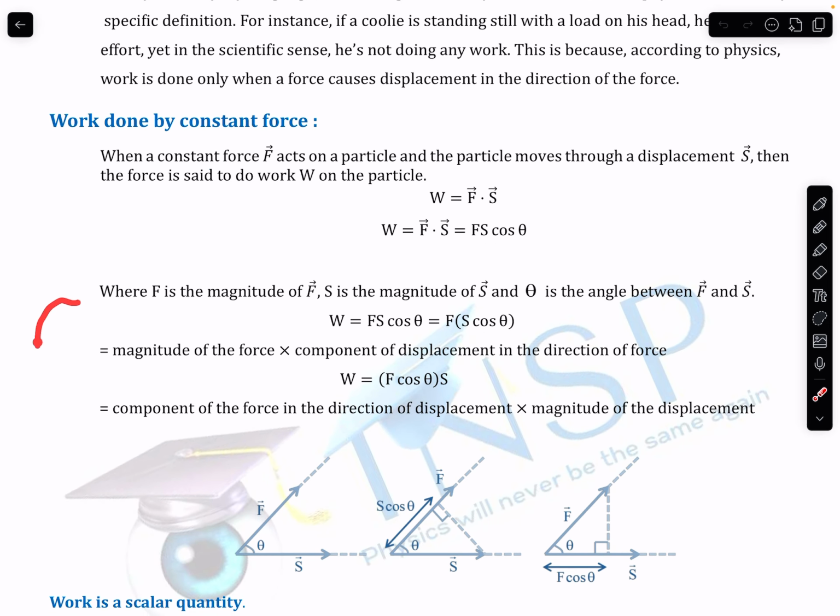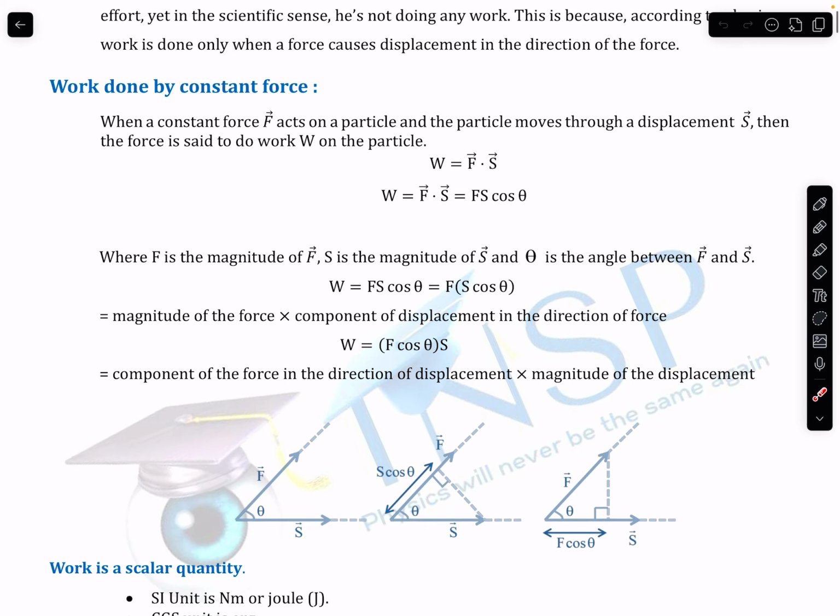There are two ways by which we can resolve this. If you are part of regular classes, you'll know that. This F dot S we can derive in two manners. We can take the component of displacement in the direction of force, or the component of force in the direction of displacement. Both ways will give you the same answer. In one situation, if it is F, we can take the perpendicular component, and this will be S cos theta, so F S cos theta. Or another way is to take the component of this force along the displacement, so this will become F cos theta, and you multiply it with the total displacement.